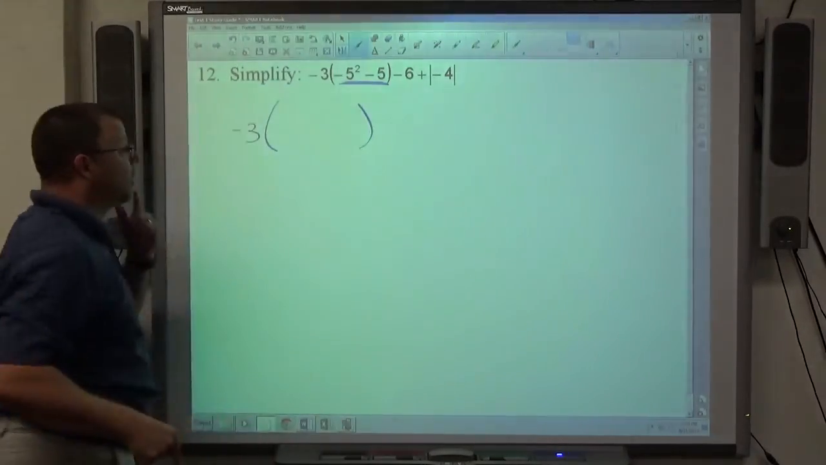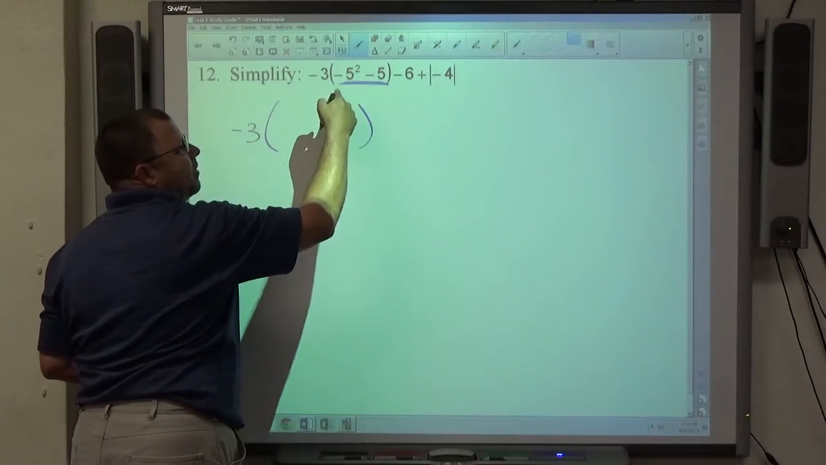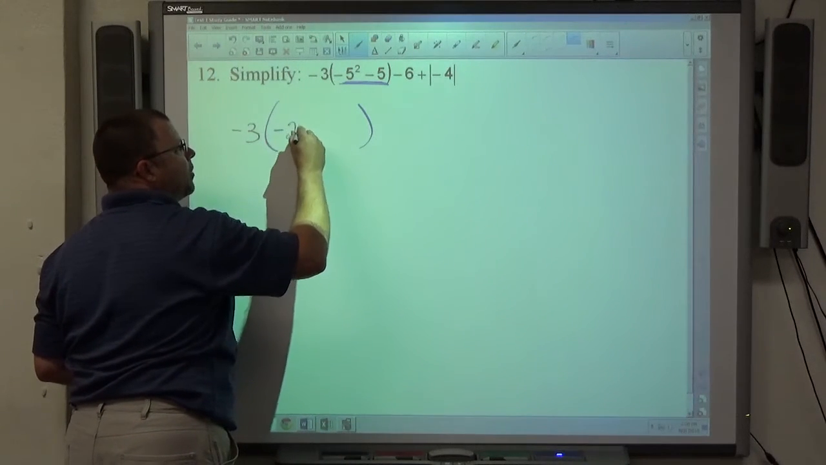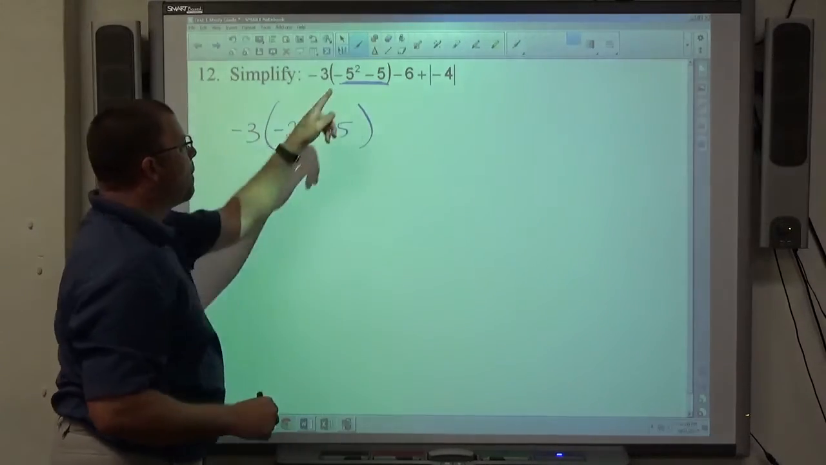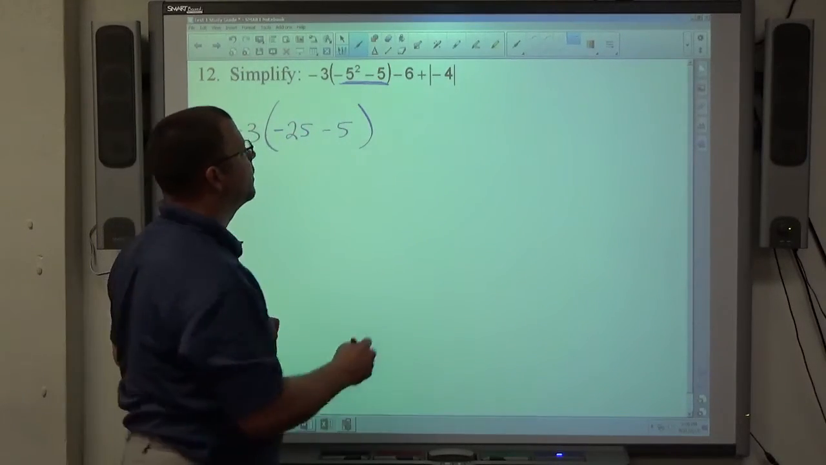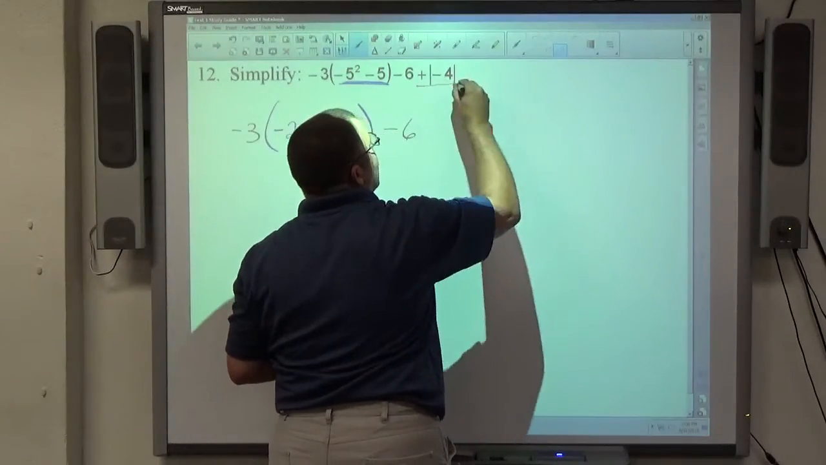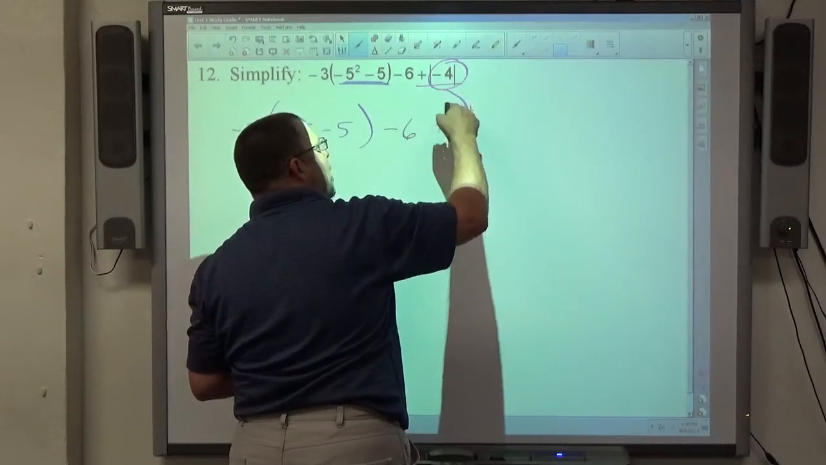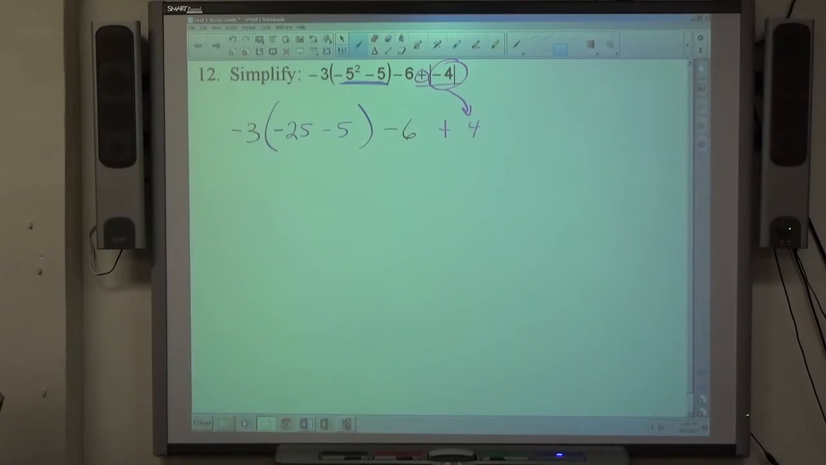Inside this parentheses I have underlined in blue, it says -5 squared minus 5. Powers affect numbers, not signs. So that's 5 squared, not -5 being squared. So minus is still minus. 5 squared is positive 25, attached to the minus sign, making -25 minus 5. Powers happen before subtraction. So -5 squared happened first. The subtraction will happen second. This -6 is not doing anything, so I'm not going to do anything to it. And then I got plus the absolute value of -4, which is just plus 4. Absolute value bars make things positive. The plus sign occurs after that happens, so plus 4 is what you get out of that absolute value expression.